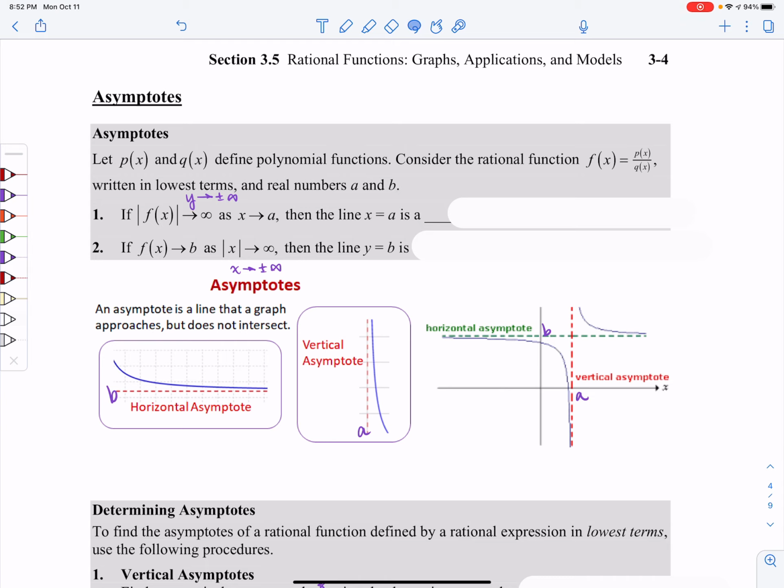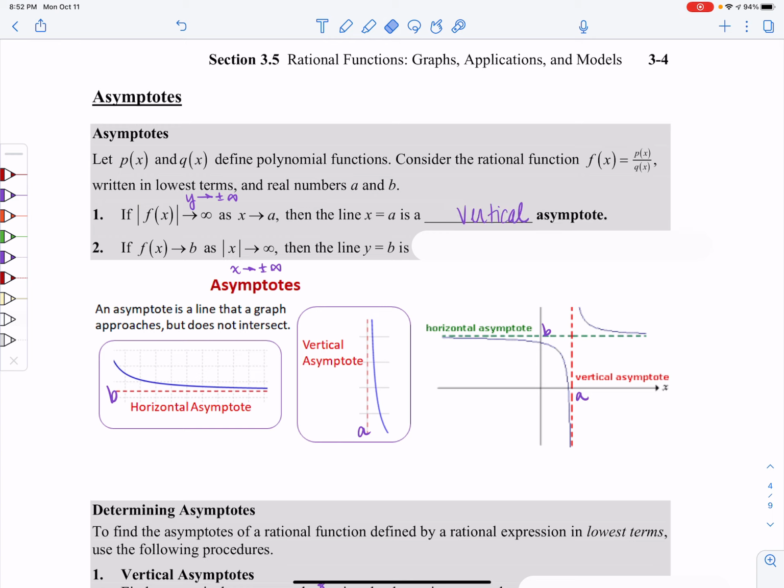So I've rewritten this, but I want you to understand that this is the same thing as this is. So it's just two different ways of writing the same thing. So if my y value is approaching either positive or negative infinity, as my x value is getting closer to some number a, then the line x equals a is going to be a vertical asymptote.